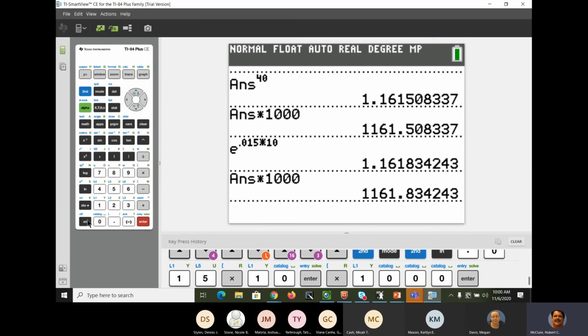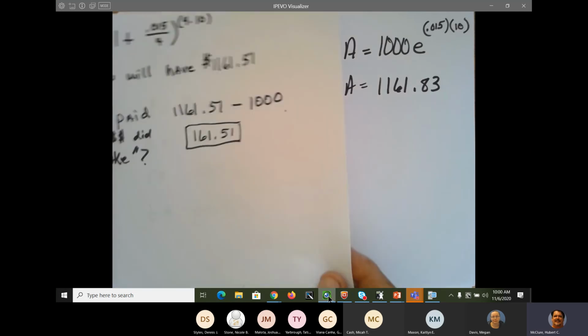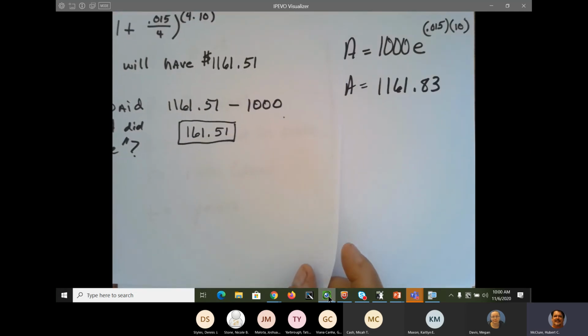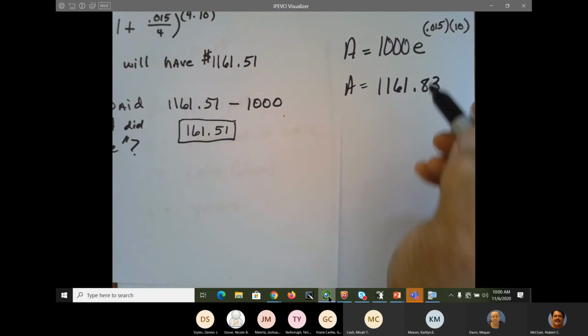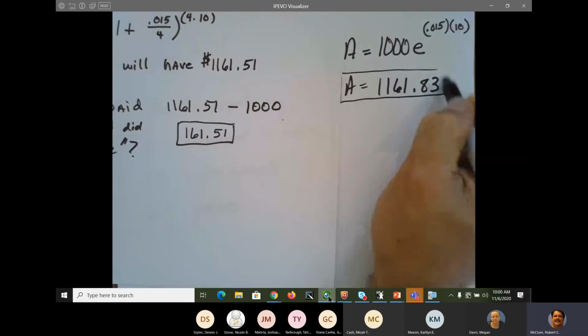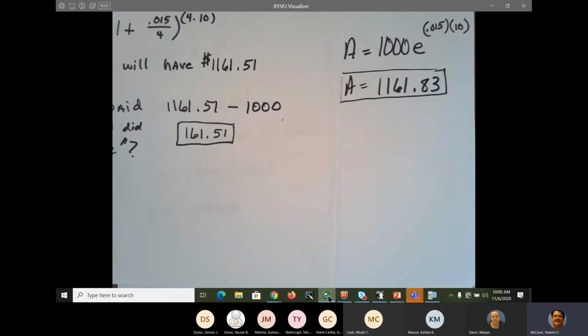So what's the difference in that and the previous problem? What's the difference in continuous interest and compound interest? Ooh, 32 cents. Then why would you use continuous? Less mathematics. You don't have to do as much math.